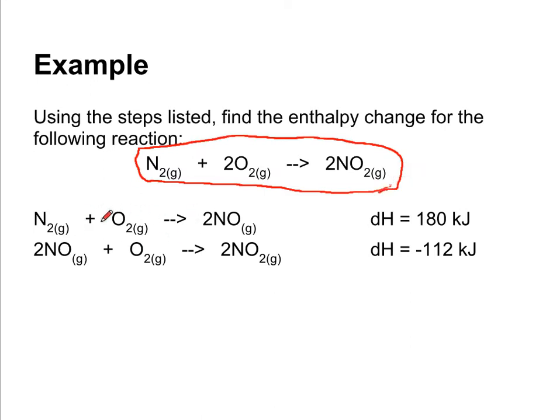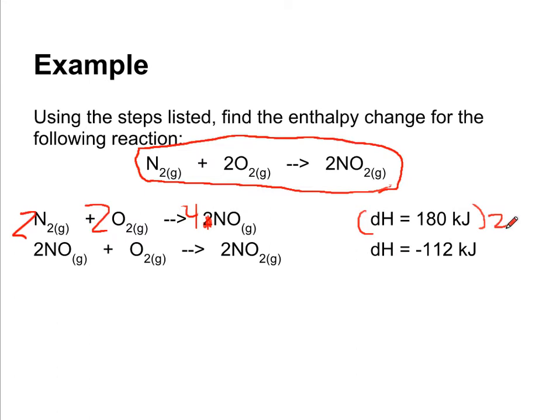If you see anything down here that's not in this target reaction, we need to find a way to cancel it out by having it show up on both sides of the reaction arrow. We can multiply these steps by coefficients if that's necessary. So let's say we needed to multiply this top reaction by 2. We'd multiply every coefficient by 2, and we would also multiply the delta H value by 2.